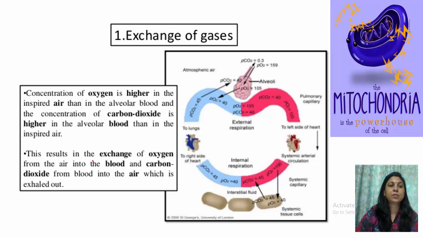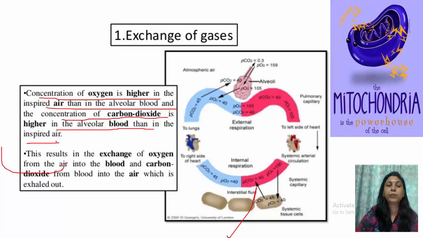Now, exchange of gases. This exchange of gases takes place by the process of diffusion, that is from a region of higher concentration to a region of lower concentration. Now the concentration of oxygen is higher in the inspired air than in the alveolar blood. And the concentration of carbon dioxide is higher in the alveolar blood than in the inspired air. This results in the exchange of oxygen from the air into the blood and carbon dioxide from the blood into the air, which is exhaled out.